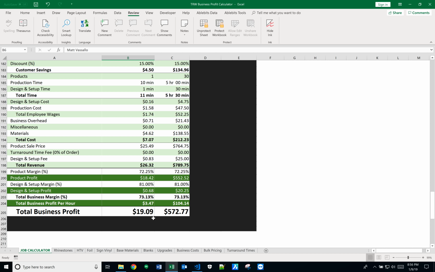So in the end, what you're making, what you're taking home, what you're profiting, it's going to be $572.77, or $19.09 per product. Okay, and remember, this was accounting for the design and setup profit as well. So this is it. This is the bottom line. This is what you're taking home. And this is very important, right?